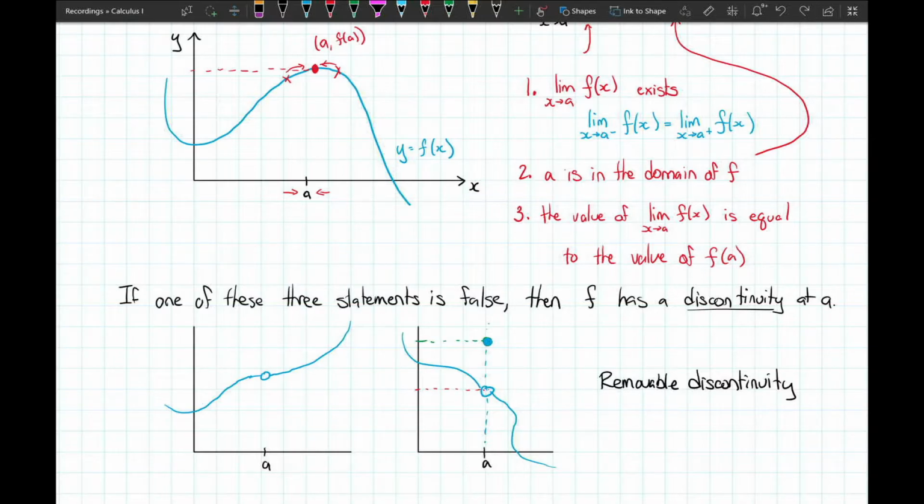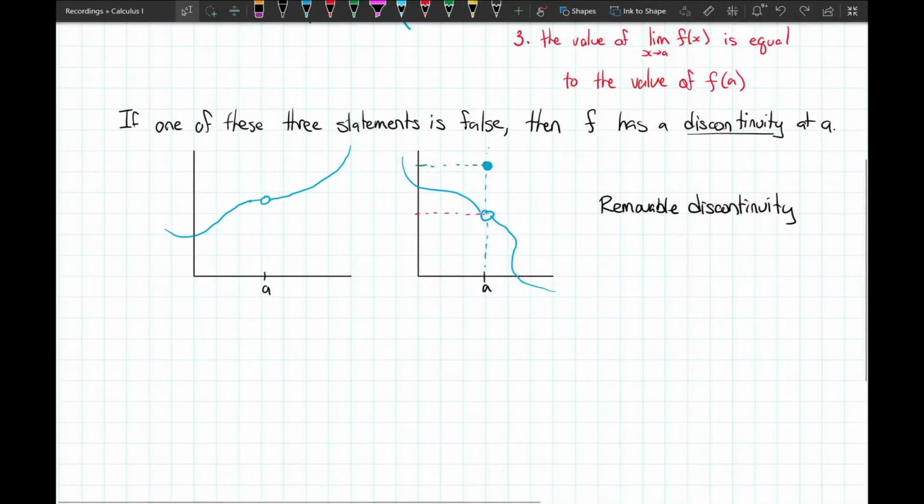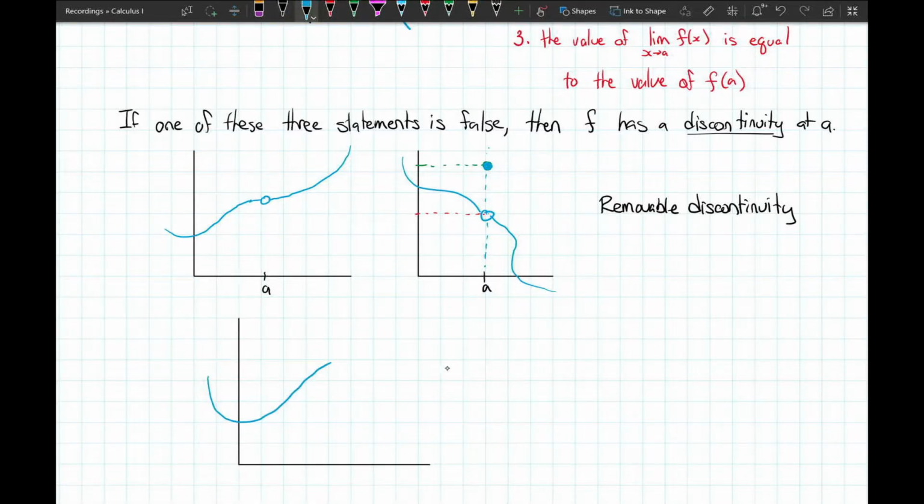Now, one of the statements that we haven't broken yet is the first statement. What happens when we get a discontinuity that's caused by the limit not existing? And there's a few different circumstances where the limit might not exist. Again, let's draw a graph here. Let's assume that the limit doesn't exist. There's a couple of reasons why that could happen. First of all, the limit from the left might be different than the limit from the right. So they're pointing at different values.